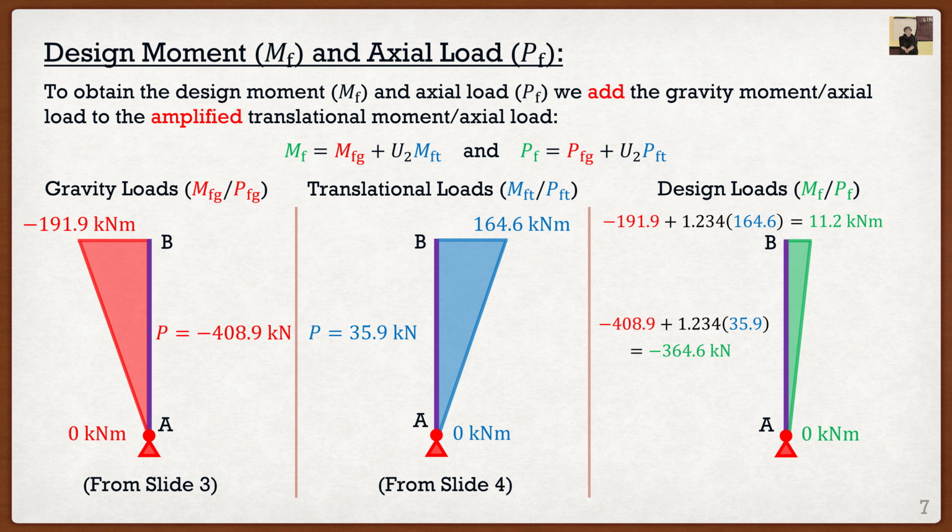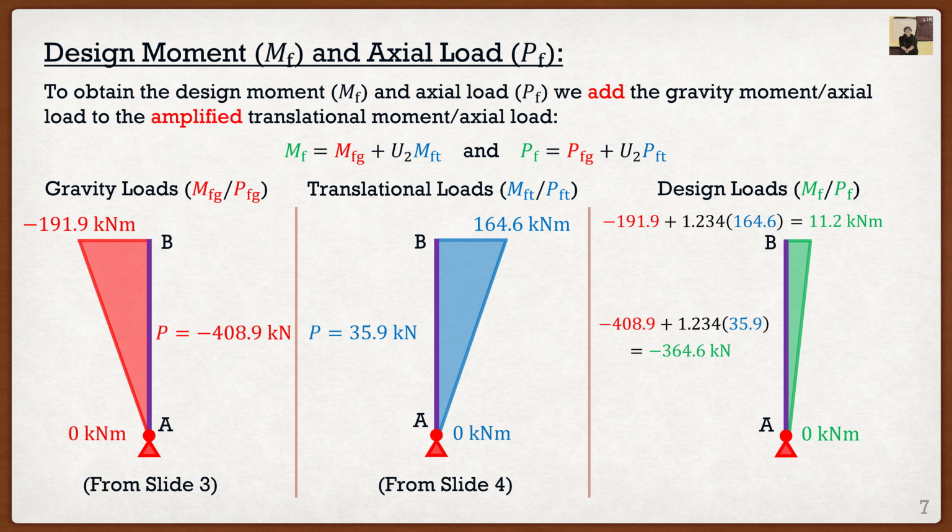But if we look at this, this is where it starts to get a little bit crazy. Under the gravity loads, our moment was almost negative 200. Under the translational loads, our moment was just about 165. But our actual design moment is only 11.2 kilonewton meters. This is why I emphasize sign convention, because if I had the gravity load as positive 191 instead of negative, my design moment would almost be 400 kilonewton meters, which is crazy. The actual design moment is 11.2.